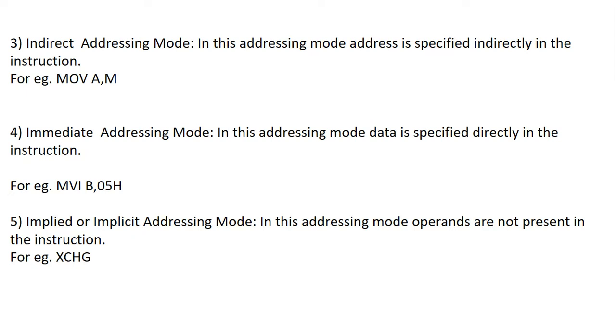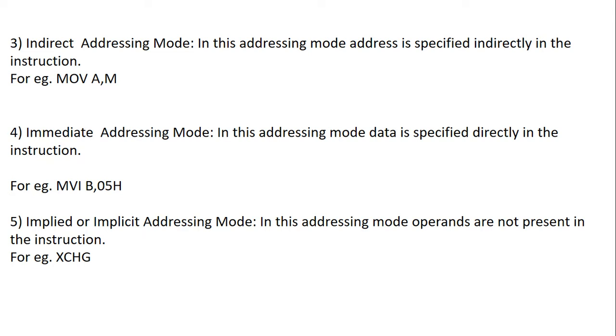So here there is no operand present. The instruction itself says that the content of the HL pair and DE pair is supposed to get exchanged. You can give examples like the rotate instructions, RAR and RAL. These are all instructions which do not have any operand. Or you can say DAA, the decimal adjust accumulator. Again, there is no operand present.